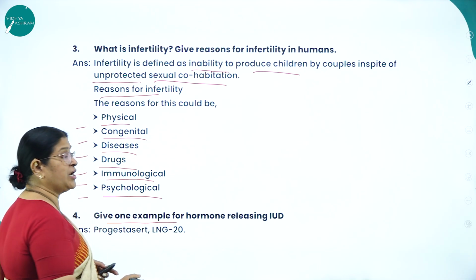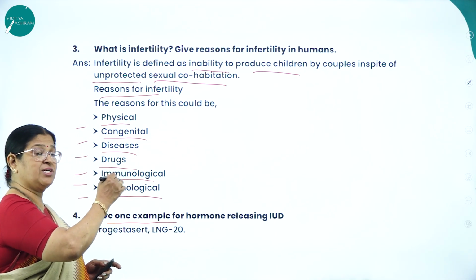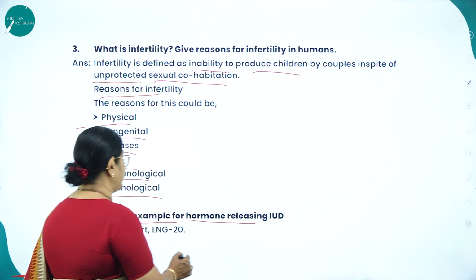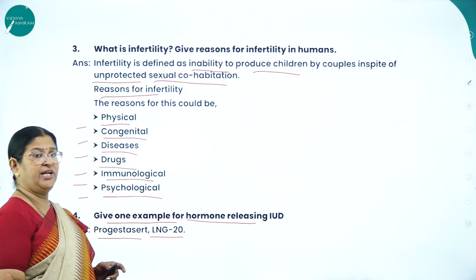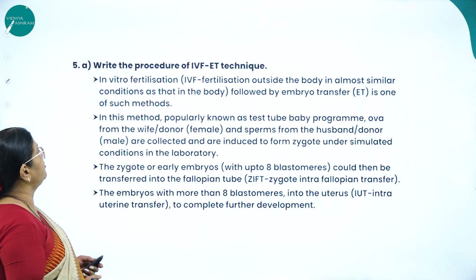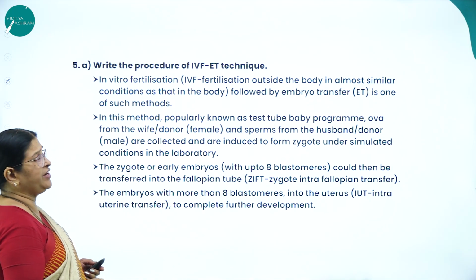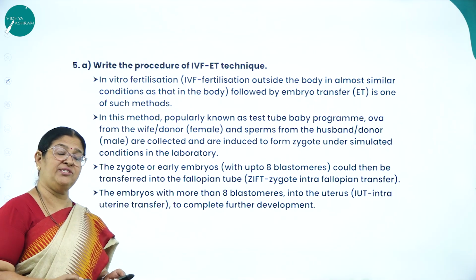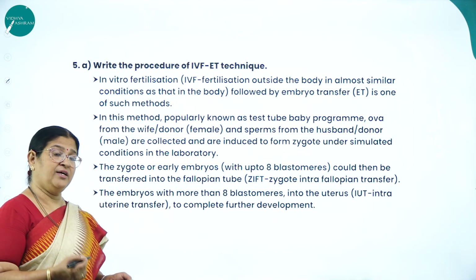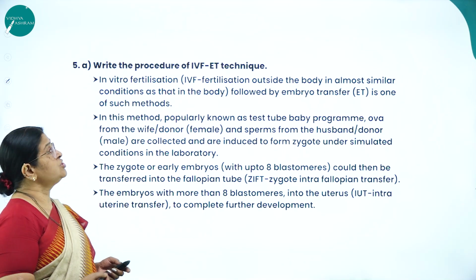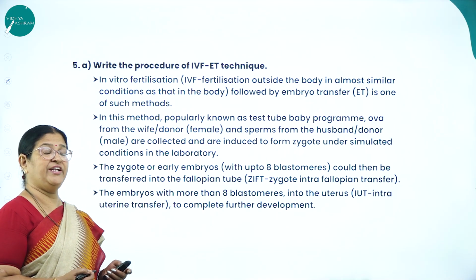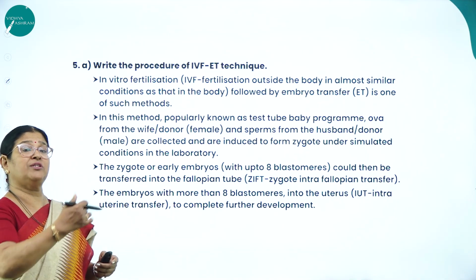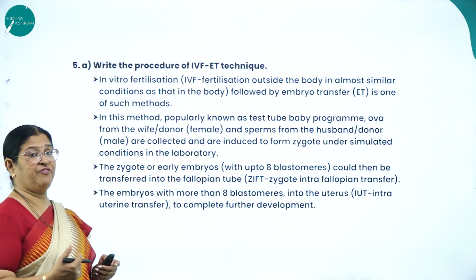Next, give one example for hormone releasing IUD. There we asked non-medicated IUD, that is Lippes Loop. Then give one example for hormone releasing IUD: Progestasert and LNG 20 is the answer. Moving on to question number 5. Write the procedure of IVF-ET technique. Already I told, ARTs are nothing but assisted reproductive technologies which come to the rescue of the childless couple to bear a child. One among such techniques is the IVF-ET technique, which is also commonly called the test tube baby program. So what are the steps that are involved in the IVF-ET technique?